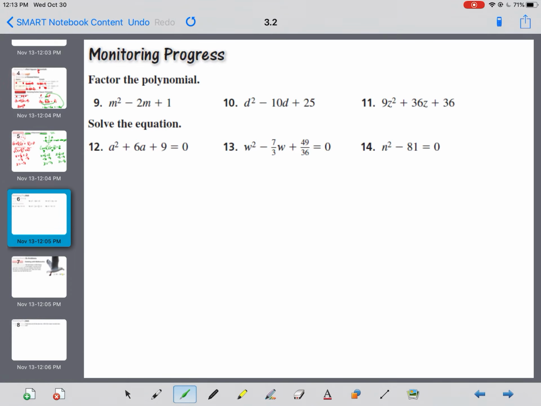Okay. So let's look at some examples. Try 9, 10, and 11. Give it a pause right now and try them.